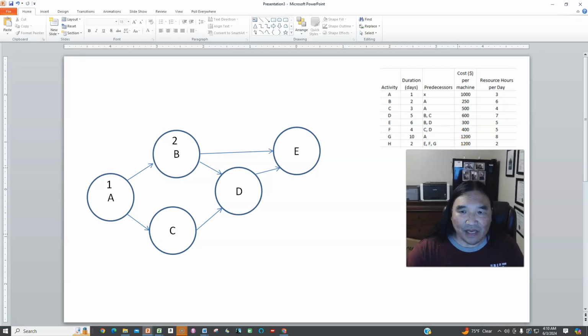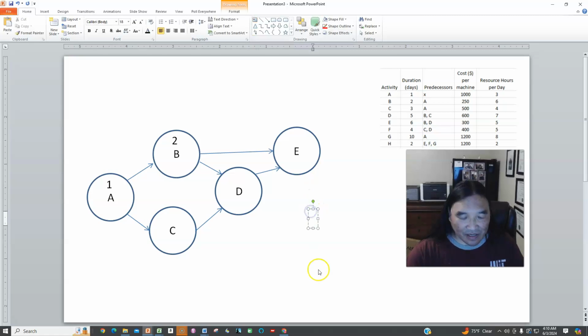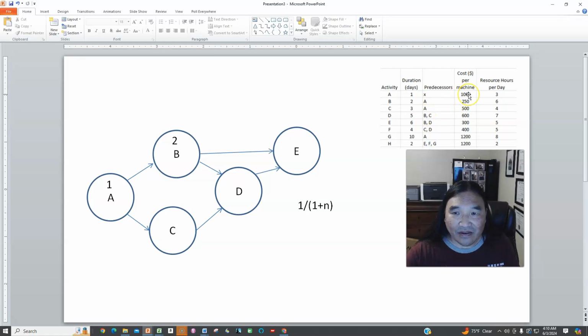Now, what does cost per machine mean? It means that for the machine running right now on step A, it costs $1,000. The reduction is 1 over 1 plus n, where n is the number of machines that you get. If I pay $1,000 for a second machine, I can reduce this duration down to half a day. If I buy 2 machines, costing $2,000, then this is 1 over 1 plus 2, which means this goes down to a third of a day. Or let's look at this one, $600. If I spent $600, I could cut down from 5 days to 2.5.